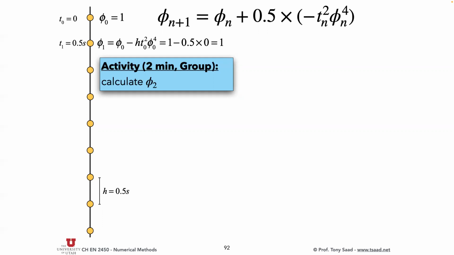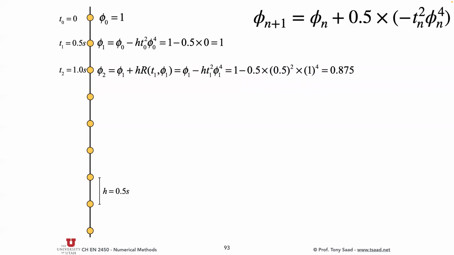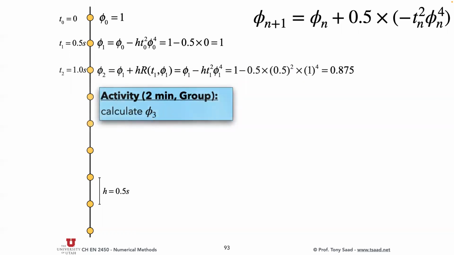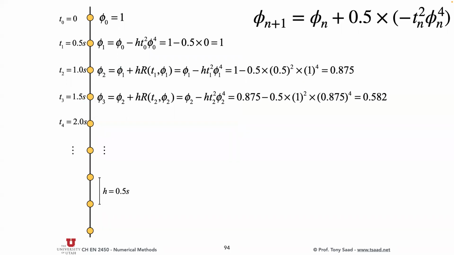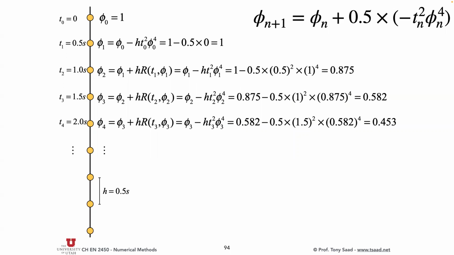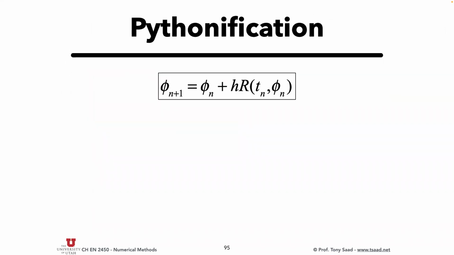All right, phi 2. What did you get? 0.875, right? That's the formula. So I leave this for you to continue at home and double check your values. Do this exercise at home. Make sure you get the numbers correctly, because there are so many ways to mess this up. If you get the wrong t, or the wrong phi value on the right hand side, you can mess this up. All right, so let's go ahead and Pythonify this thing.